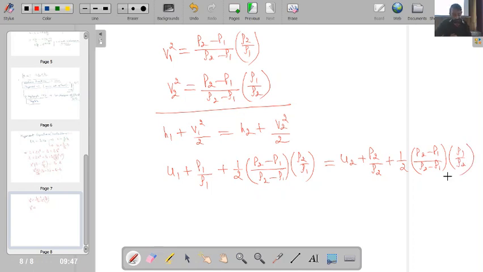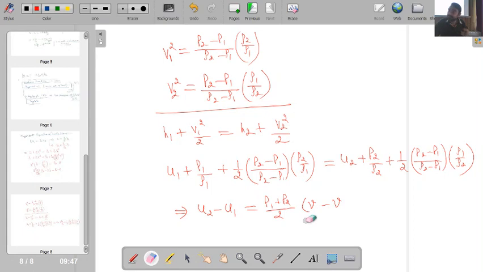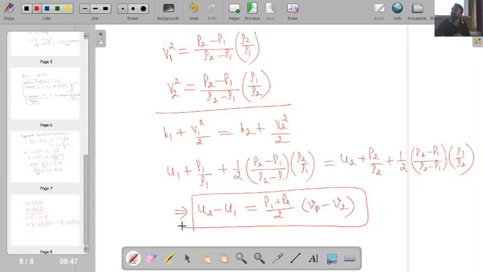Okay. So now if you see, this entire equation is in the form of thermodynamic properties. We have eliminated the flow velocity, so the entire equation has become a function of thermodynamic properties only. If we do some algebraic manipulations in this equation, ultimately I will find that U2 minus U1 is equal to P1 plus P2 by 2 into specific volume at 2 minus specific volume at 1, or specific volume at 1 minus specific volume at 2. So this will be the final formulation.